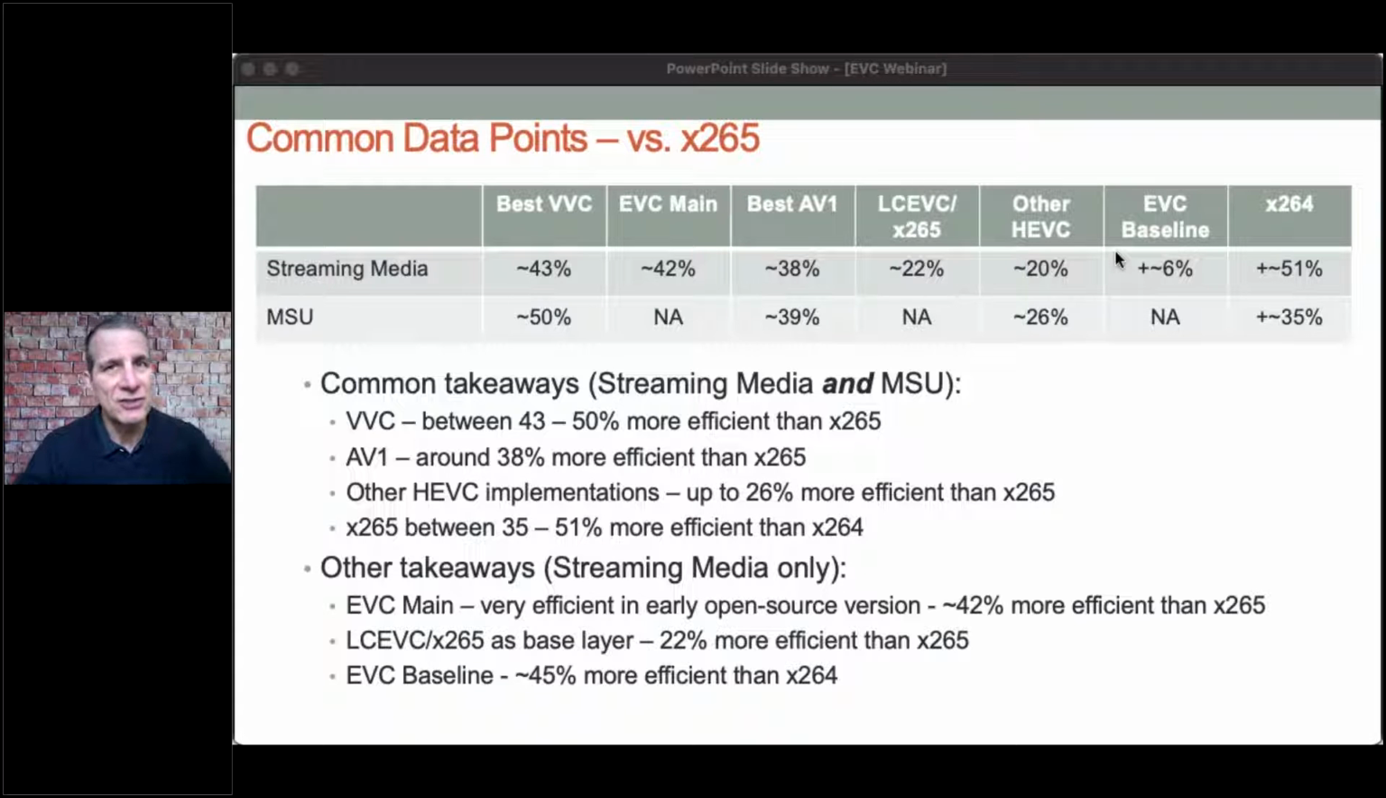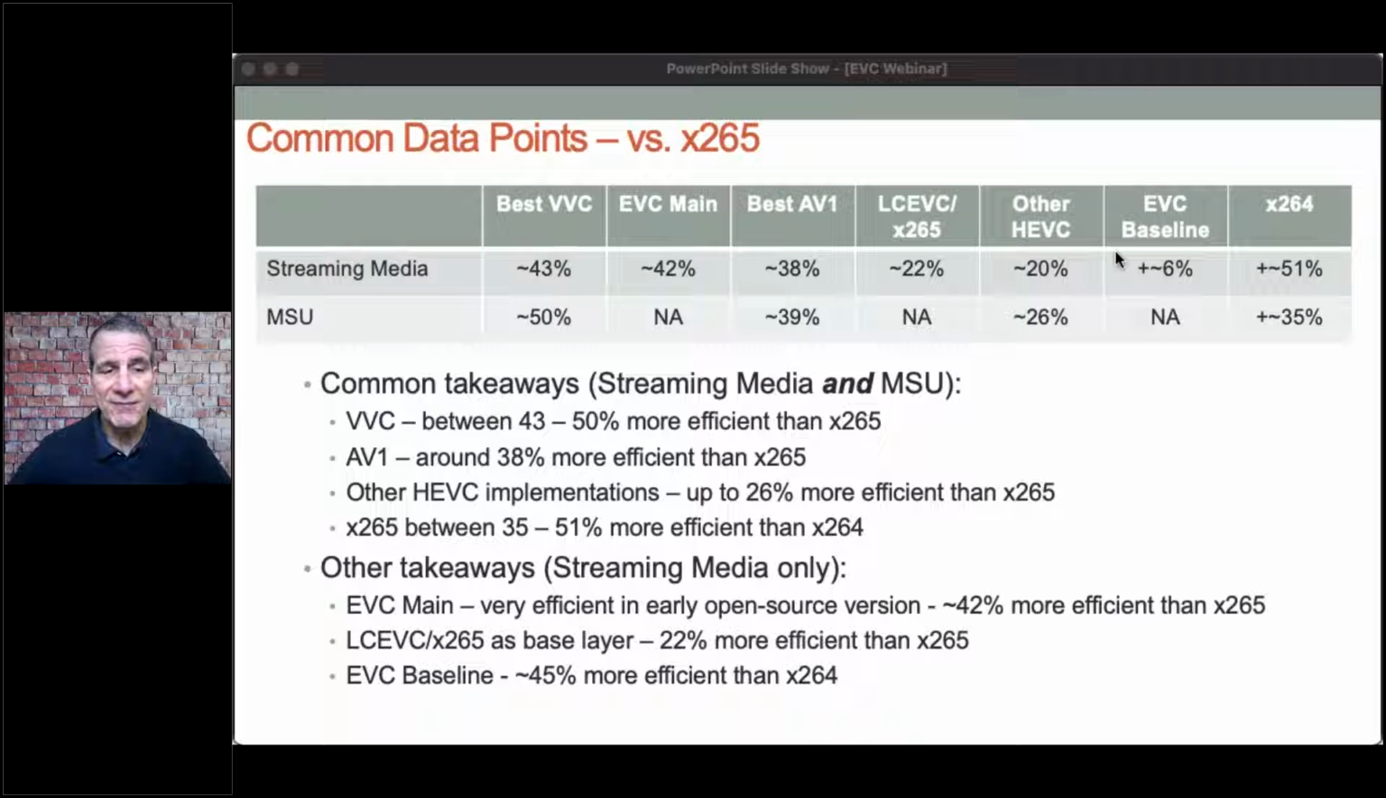Now, other takeaways that are Streaming Media only is that EVC main was very impressive. If you download the BD rate stats and the rate distortion curves, you'll see it was very close to VVC in a lot of the test clips that I looked at, as was AV1. I mean, the top three were very closely clustered together.